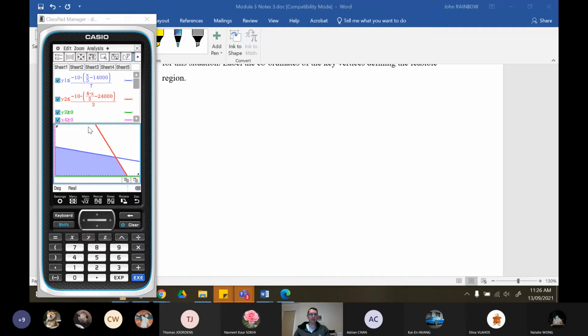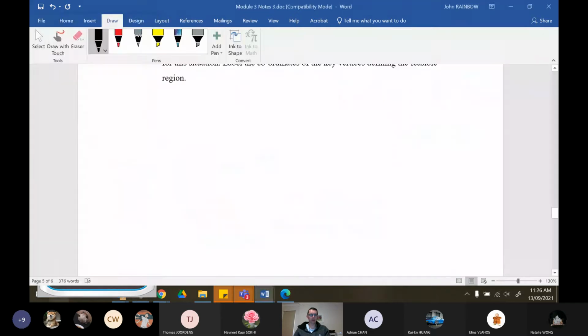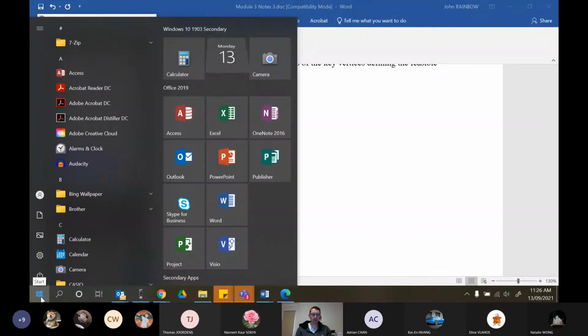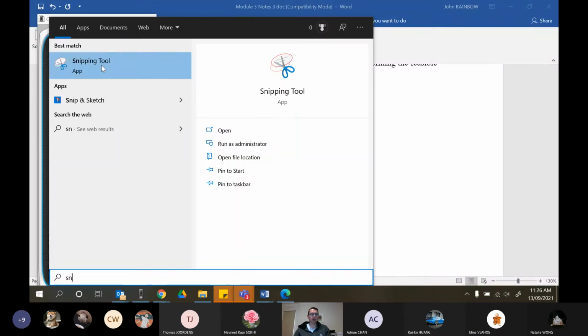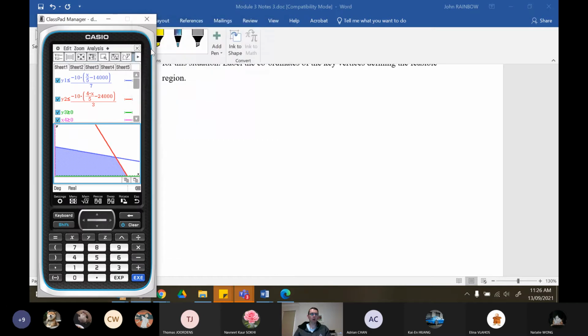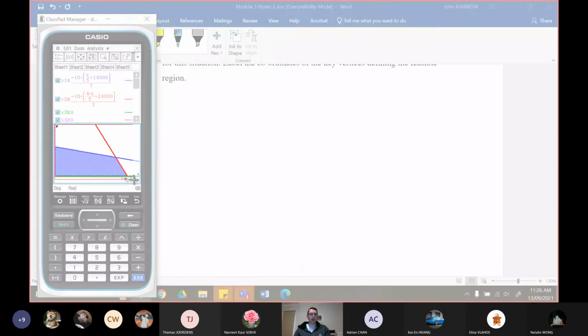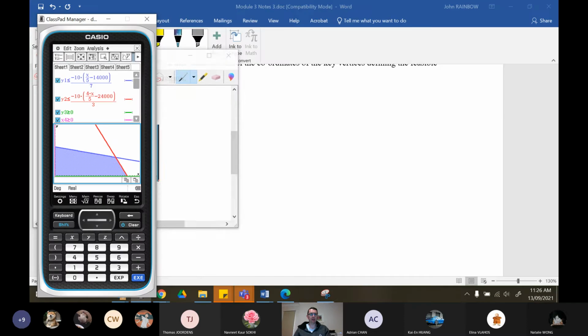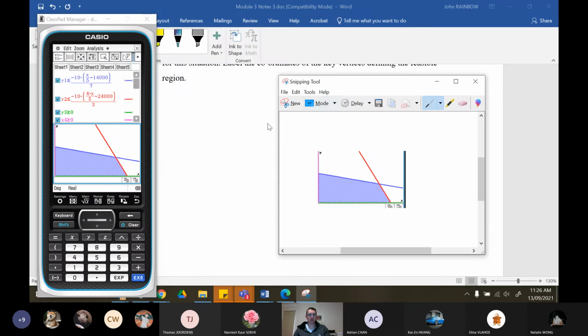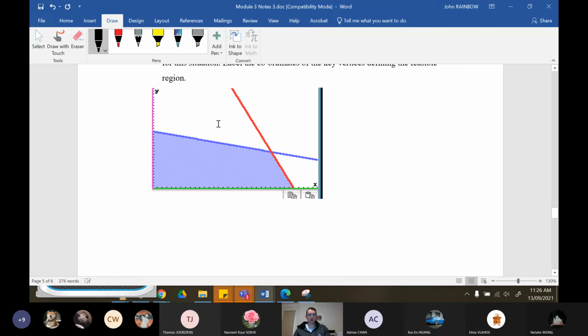So usually you don't actually need to graph the whole inequality. A lot of the time you just need to put one line on a graph, like one inequality. But it is good to know how it works from start to finish. Okay. Let's make this a bit bigger.